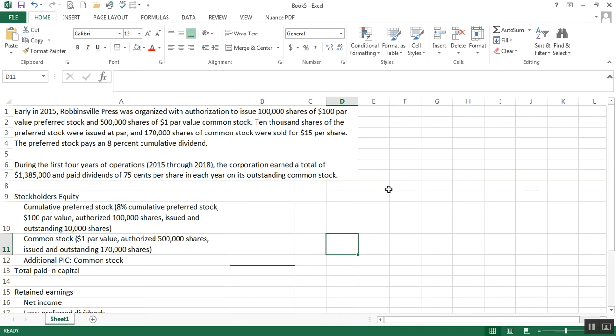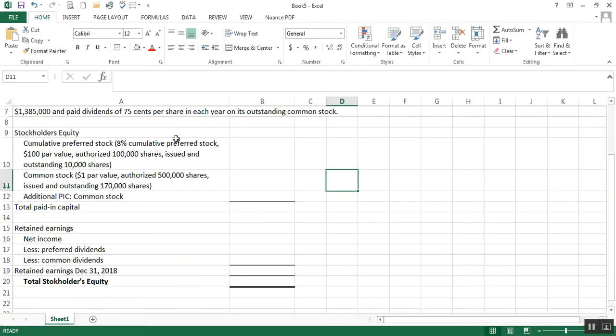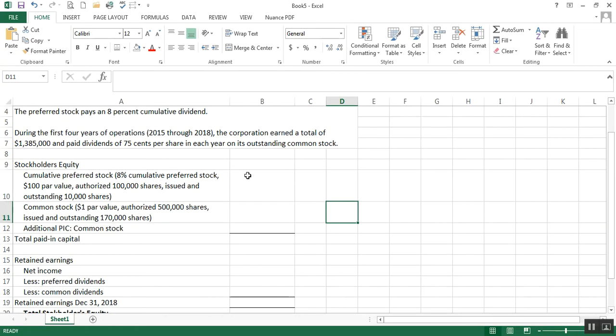In 2005 we had a company that was organized with authorization to issue 100,000 shares of $100 par value preferred stock and 500,000 shares of $1 par value common stock. 10,000 shares of the preferred stock were issued at par and 170,000 shares of common stock were sold for $15 per share. The preferred stock pays an 8% cumulative dividend, and during the first 4 years of operations, the corporation earned a total of $1.385 million and paid dividends of 75 cents per share. So we're being asked to put together the balance sheet at the end of the 4 years.